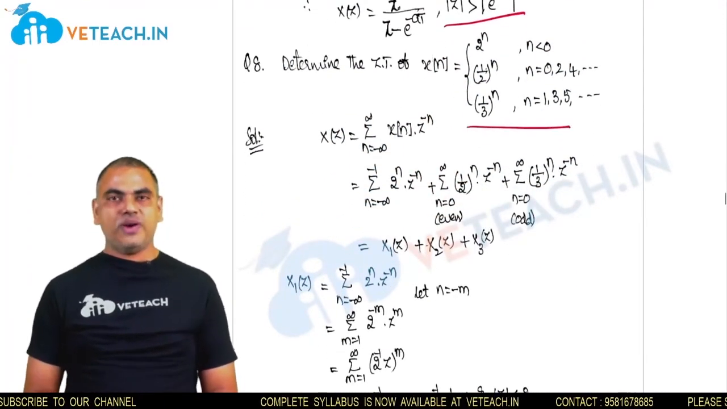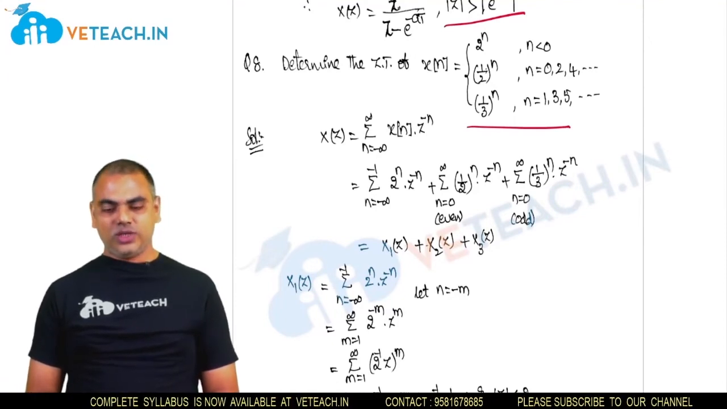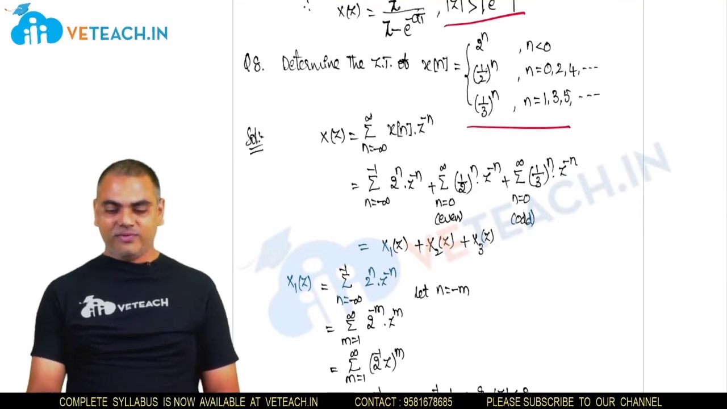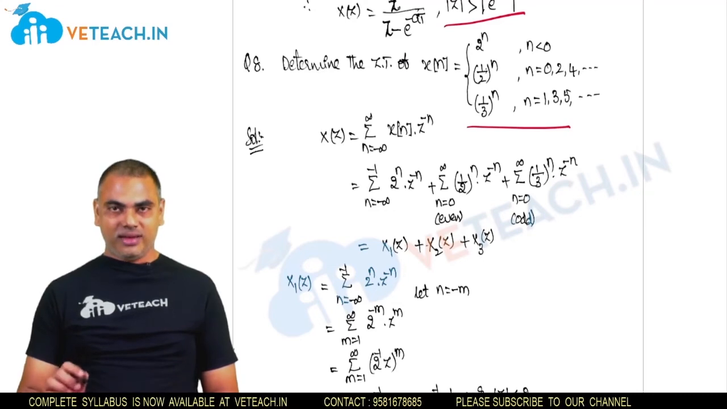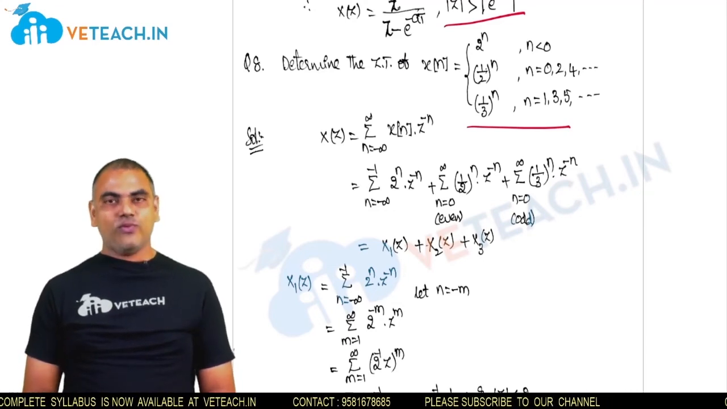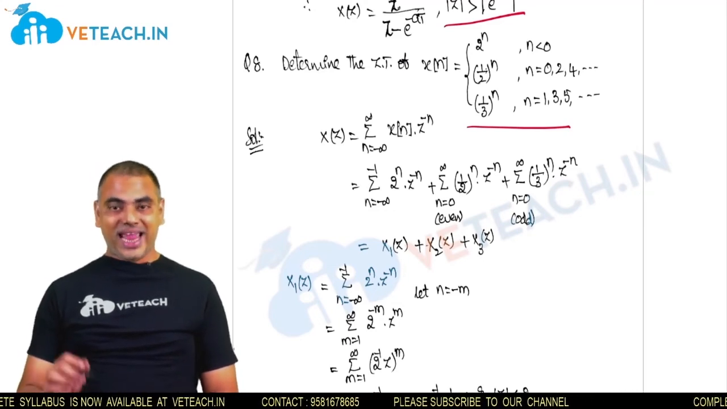And similarly, you can practice at your home the Z transform of the sequence x of n, which is 2 power n for n less than or equal to 0, 1 by 2 whole power n for n positive and even values, and 1 by 3 whole power n for n odd values.